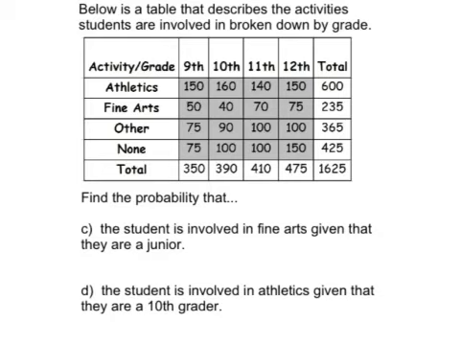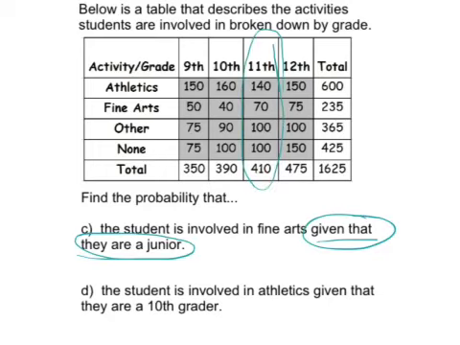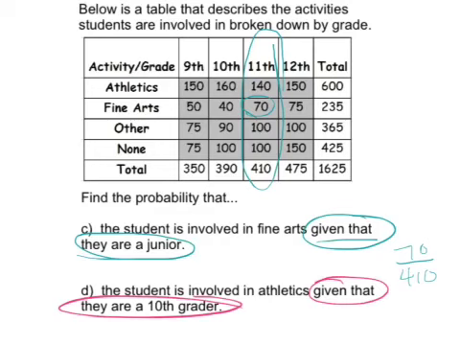C asks for the probability that a student is involved in fine arts given that they are a junior. So this is a conditional probability. Given that they're a junior, I'm going to circle my juniors. Out of my 410 juniors, the probability that they're involved in fine arts would be 70 out of 410. Question D is similar. Given that the student is a 10th grader, I'm going to circle the 10th graders. Out of my 390 10th graders, the probability that a student is involved in athletics is 160 out of 390. So check those problems and see how you did.